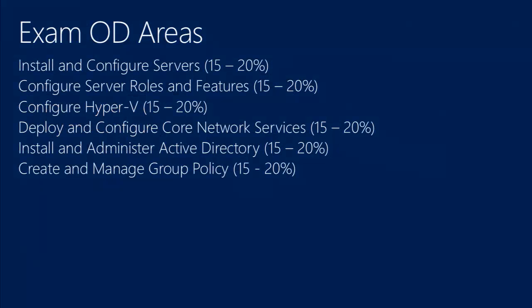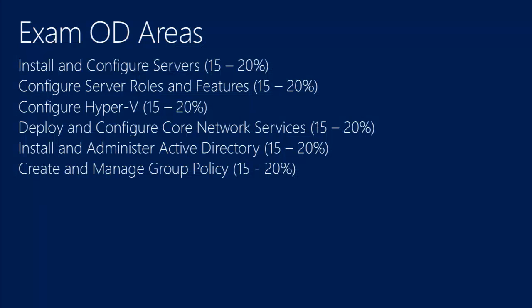So let's have a look at the anatomy really of the 410 exam and what those areas are. The exam OD tells us that we have 6 areas. Okay, here are those 6 areas. Each of those areas is graded with between 15 and 20% of your exam marks allocated to each section.